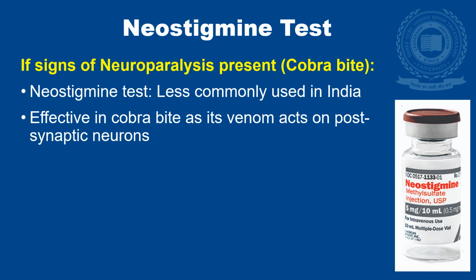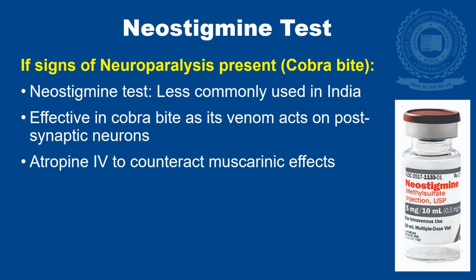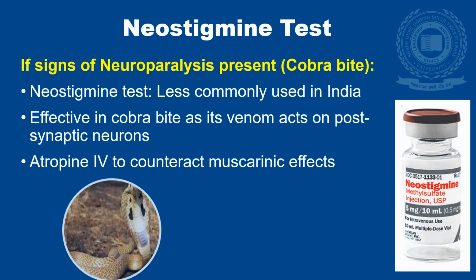Why is it not effective in krait bite? Because the krait venom acts on presynaptic neurons. So neostigmine only acts on postsynaptic neurons. So naturally, krait bite has no effect so far as neostigmine injection is concerned. Atropine intravenous is given to counteract the muscarinic effects of neostigmine.